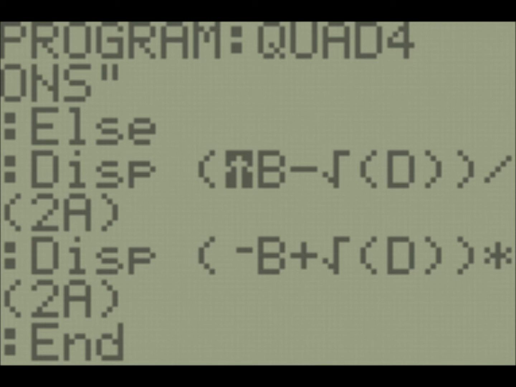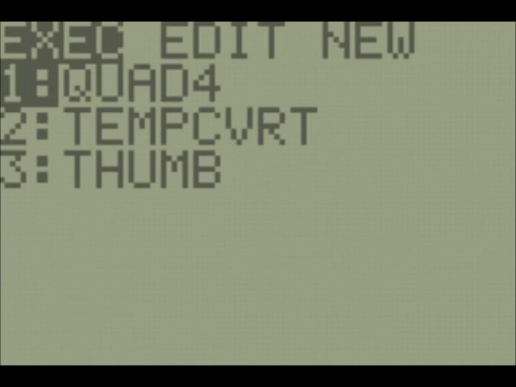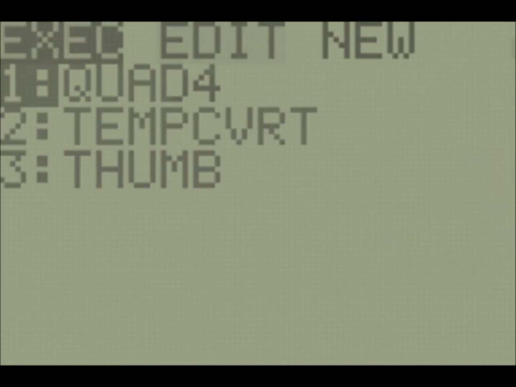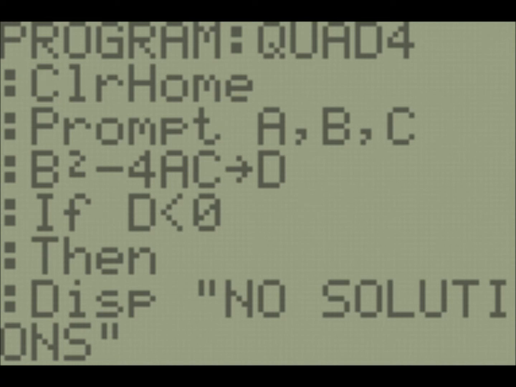So if we use second quit to get back to the home screen and we run our program quad4, it prompts us for a. So let's do 1x squared plus 2x plus 1. So in order to translate that, we have to get our coefficients, and they are 1, 2, and 1. And that tells us our 2 solutions are -1 and -4. So it looks like we still have an error in our program. Let's see, what did we do wrong?